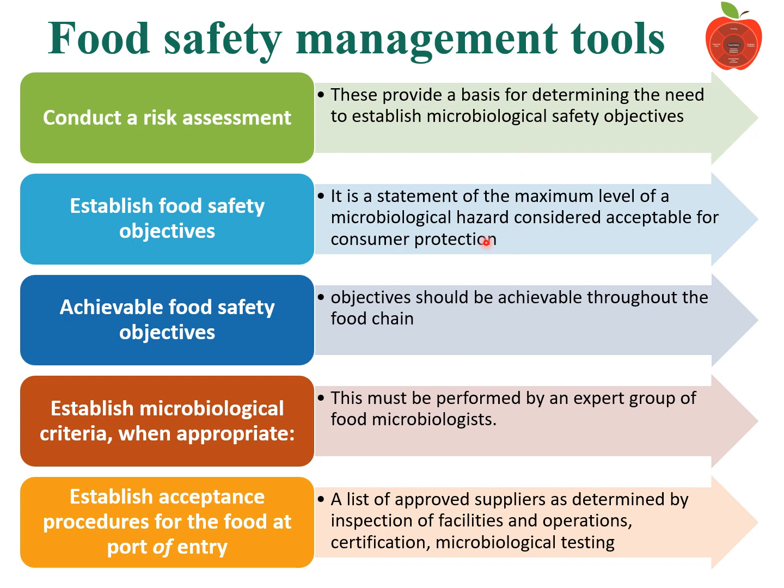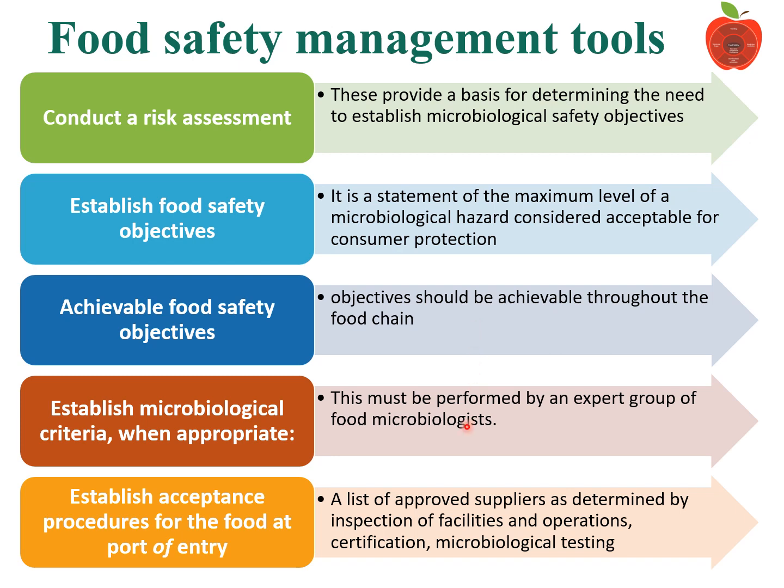Establish food safety objectives. So here the maximum level of microorganisms or the hazardous microorganisms that are considered to be acceptable when a person consumes the food. That is what is establishing food safety objectives. In the previous video, we have seen the critical limits, the upper and the lower limits. So the uppermost, that is the maximum amount that will not be hazardous to the consumer, that is what is determined here. Next one is achievable food safety objectives. So whatever objectives that you are setting, make sure that you are going to achieve it throughout the food chain.